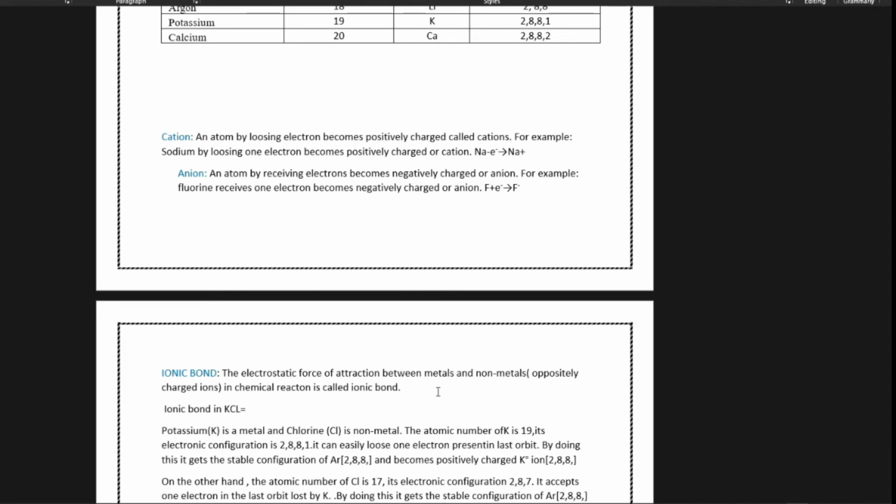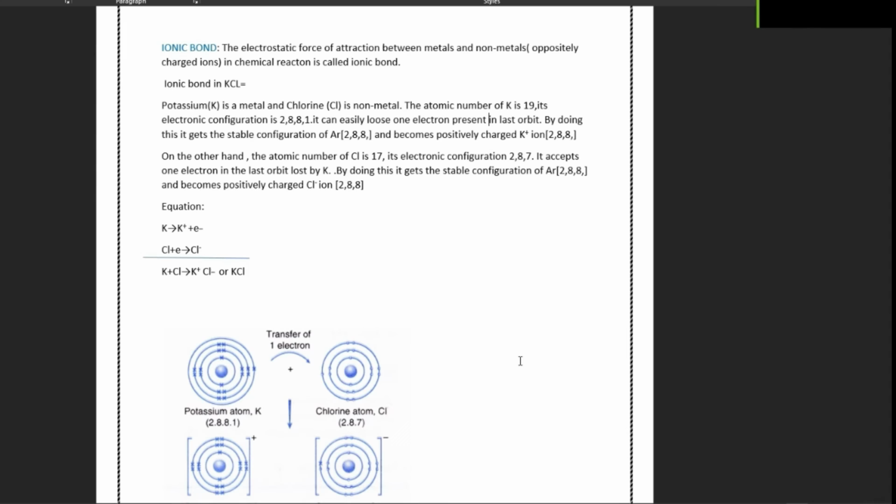Here is an example of an ionic bond. It is potassium chloride. How is it formed? Potassium chloride is a chemical compound. It will come in your exam. Many other compounds also come. Potassium is a metal and chlorine is a non-metal. Non-metals form negative ions and metals form positive ions.